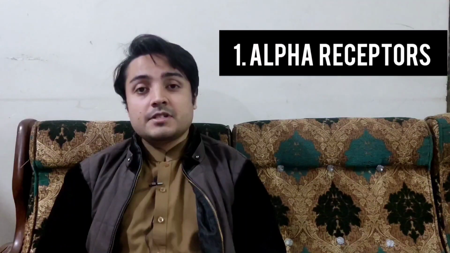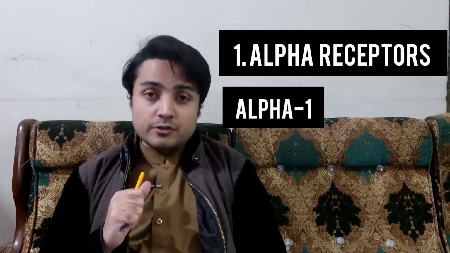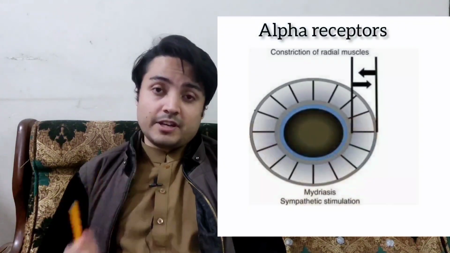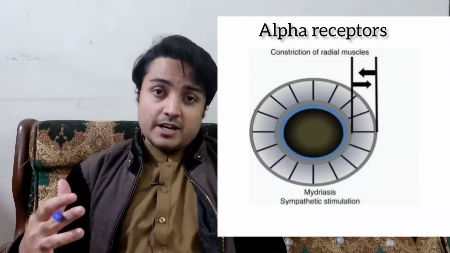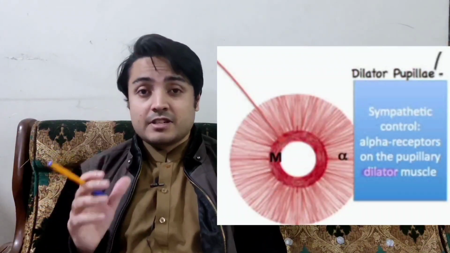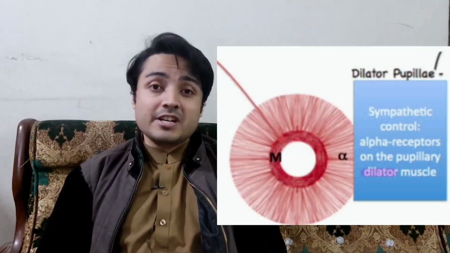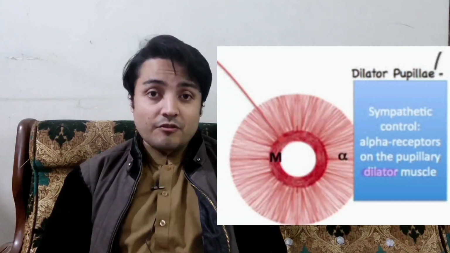So let's discuss alpha receptors first. Alpha receptors in the eyes are alpha 1 and alpha 2. Alpha 1 receptor is present on the dilator pupillae muscle of the iris. These are the radial muscles of the iris that are responsible for dilation of the pupil. So alpha 1 agonists, that means the medications that result in adrenergic activation of alpha 1, will result in mydriasis, that is the dilation of the pupil. But at the same time it will cause an increase in intraocular pressure, which is an unwanted side effect.